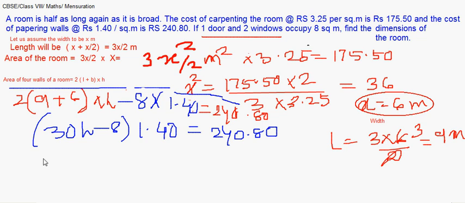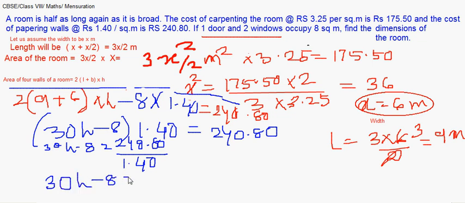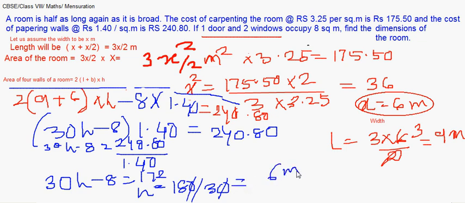Let us solve this by carrying 1.40 to the right side. I'll be getting 30h minus 8 is equal to 240.80 divided by 1.40. So 30h minus 8 is equal to 172. So h will be 172 plus 8, that is 180 by 30. So this is 6 meters. So we got our length, breadth and height as per the question. This is height, this was the length we had seen.